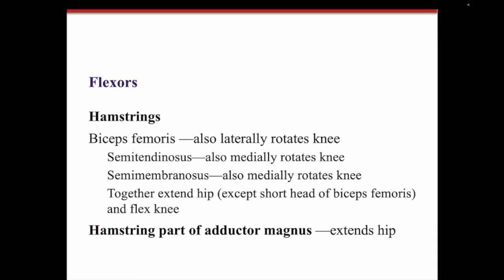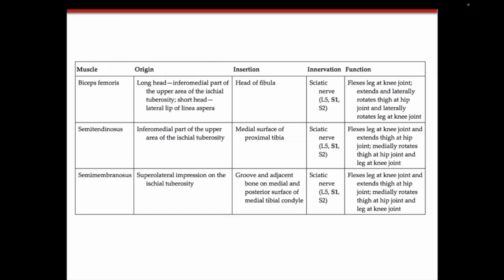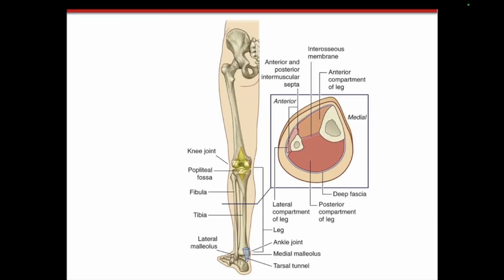So hamstrings are essentially flexors of the knee and extend the hip. The biceps femoris can also act as a lateral rotator, whereas the semitendinosus and the semimembranosus are medial rotators of the knee, not the hip, the knee. So we move to the leg.